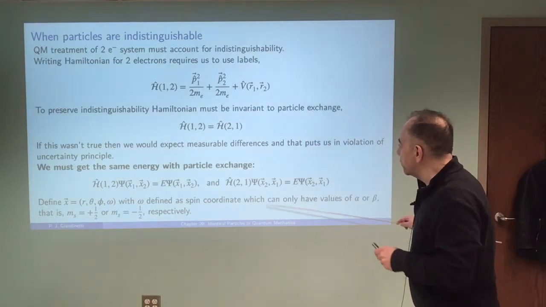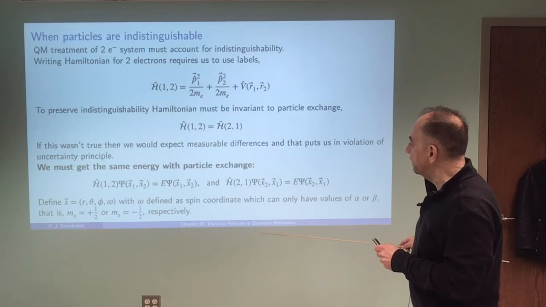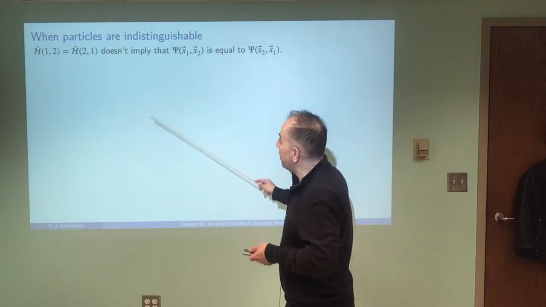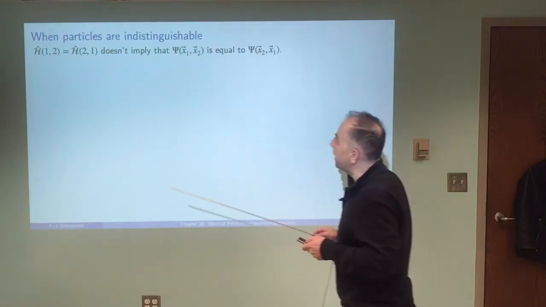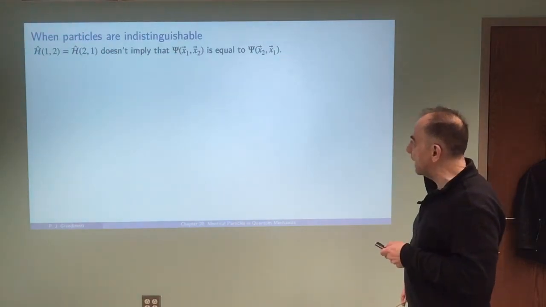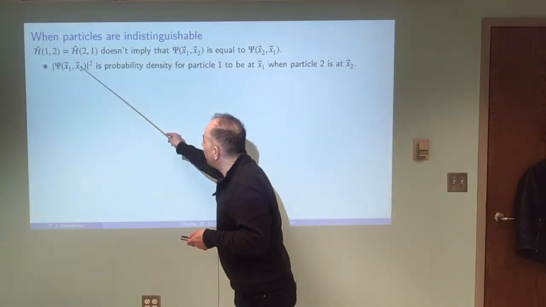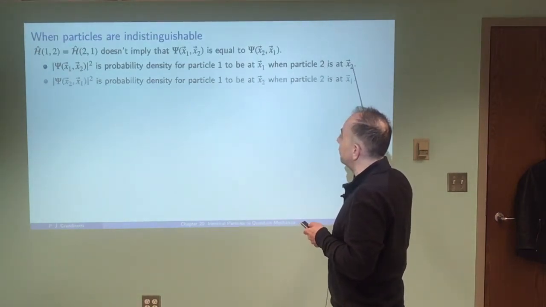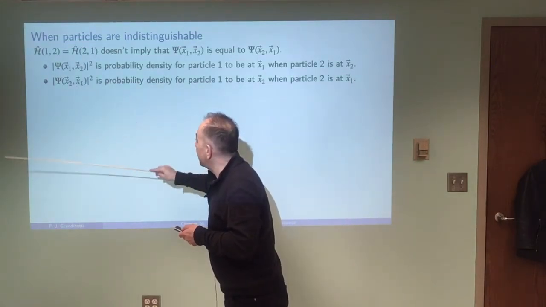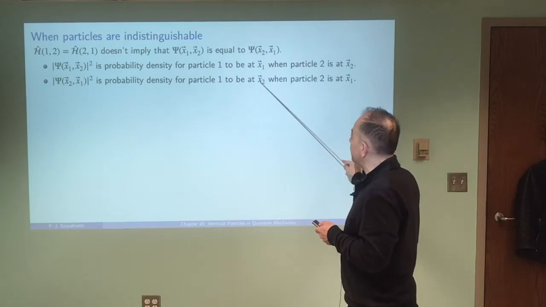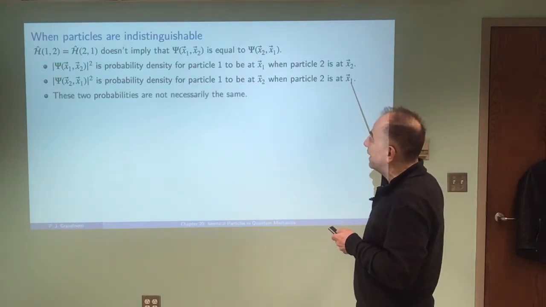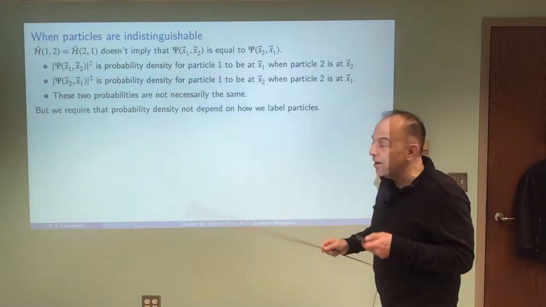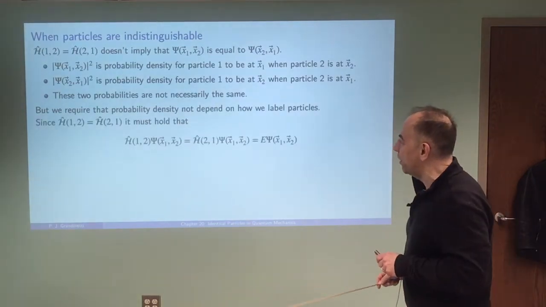All right, so let's get back to what we were talking about. We have Hamiltonians that have to be equal to each other, energy eigenvalues that have to be equal, but it doesn't really imply that those wave functions are exactly the same. So this wave function squared is the probability density for particle 1 to be at x1 when particle 2 is at x2. Whereas when I swap the labels, this is the probability for particle 1 to be at x2 when particle 2 is at x1. And those aren't necessarily the same. But we do require that the probability density not depend on how we label the particles.